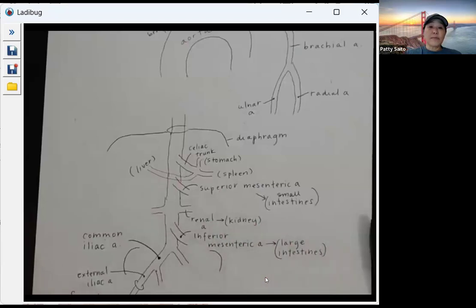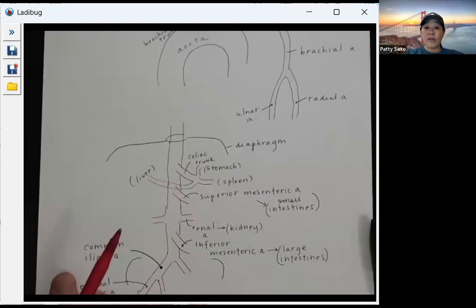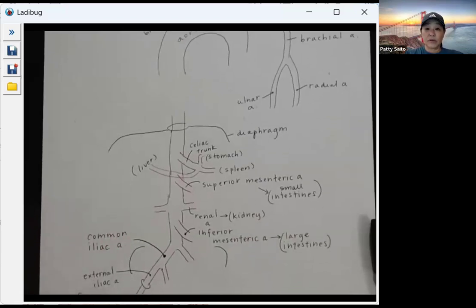So try to make sense instead of memorizing it. Try to understand what the word means. And those are the arteries that you're responsible for. Let's go back and look at the images.